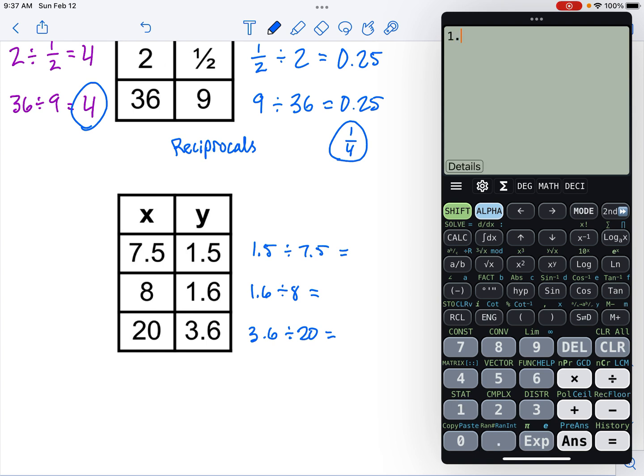Okay, so I'll do 1.5 divided by 7.5. That gives me 0.2. 1.6 divided by 8 gives me 0.2. And 3.6 divided by 20 gives me 0.18. So this is not proportional because of this entry, which is not 0.2. That's how you tell if a table is proportional.